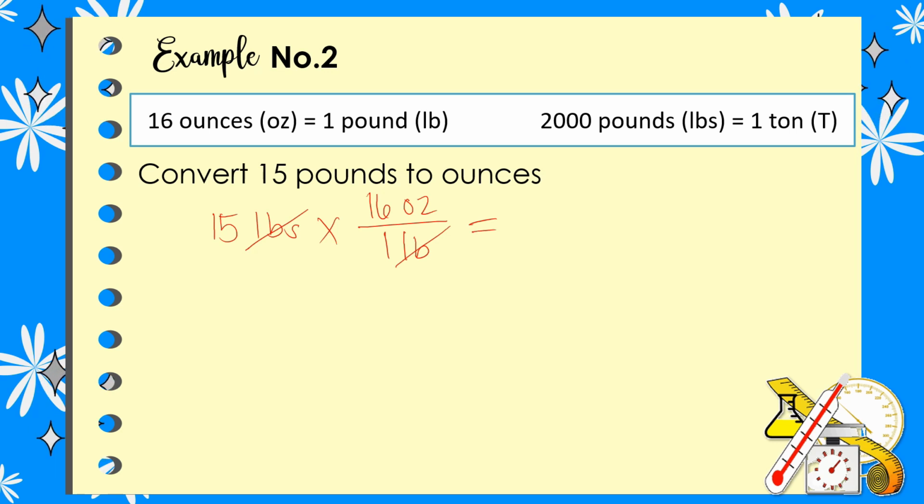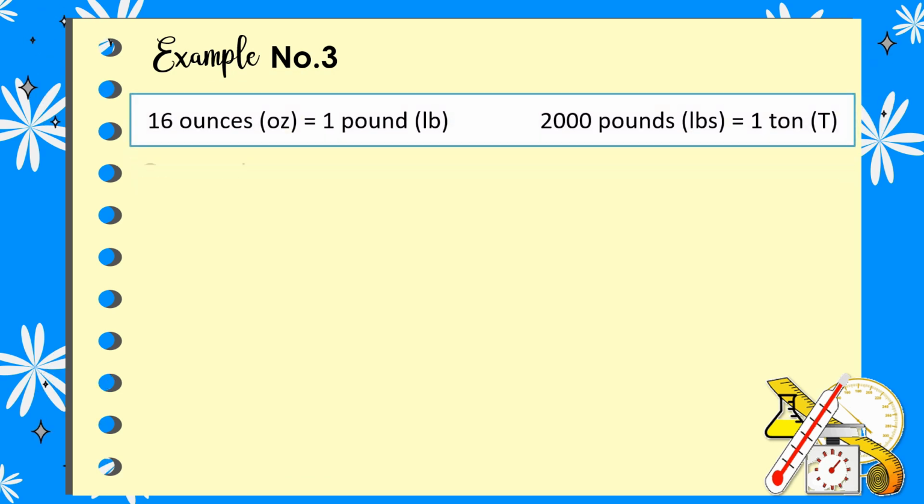So, i-cancel out na natin yung magkaparehong unit. So, the answer is 15 times 16. You will get 240. Ilagay natin yung unit, which is ounces. So, when you convert 15 pounds to ounces, the answer is 240 ounces.